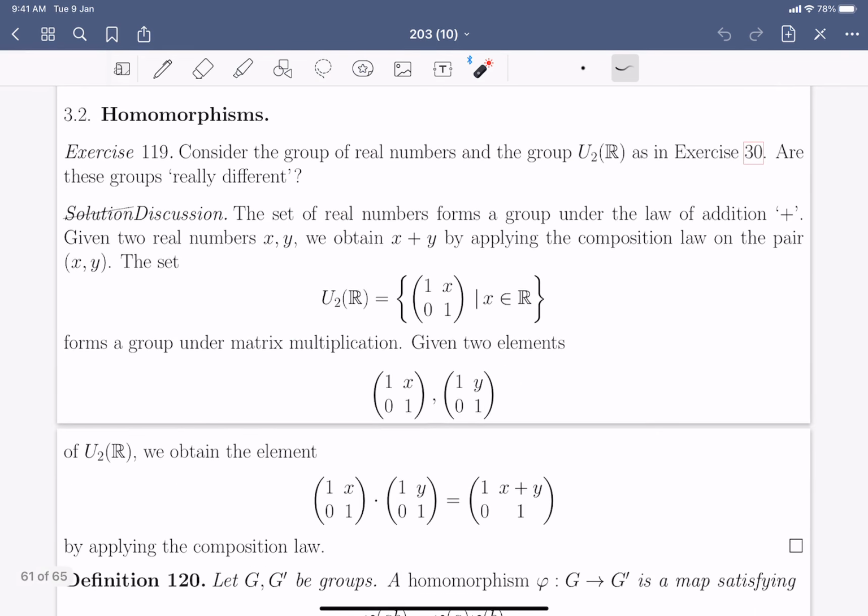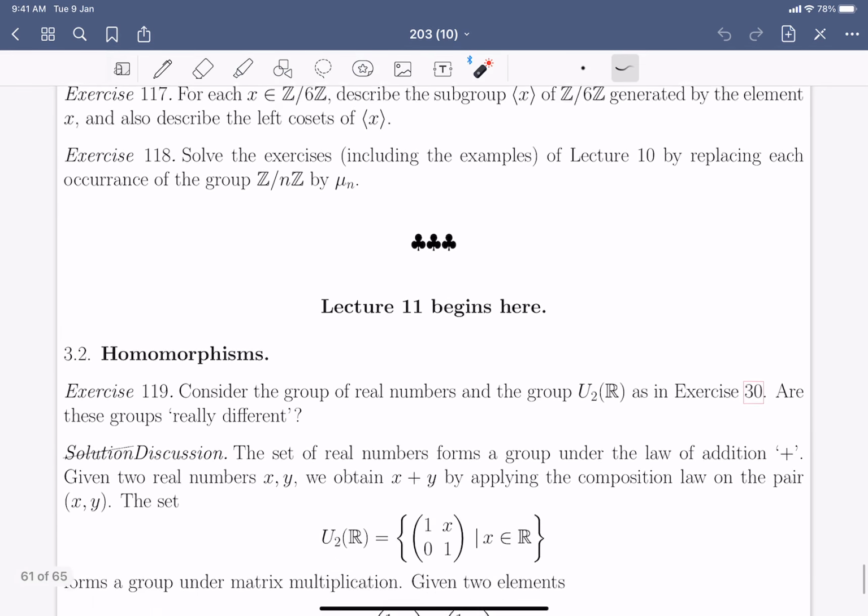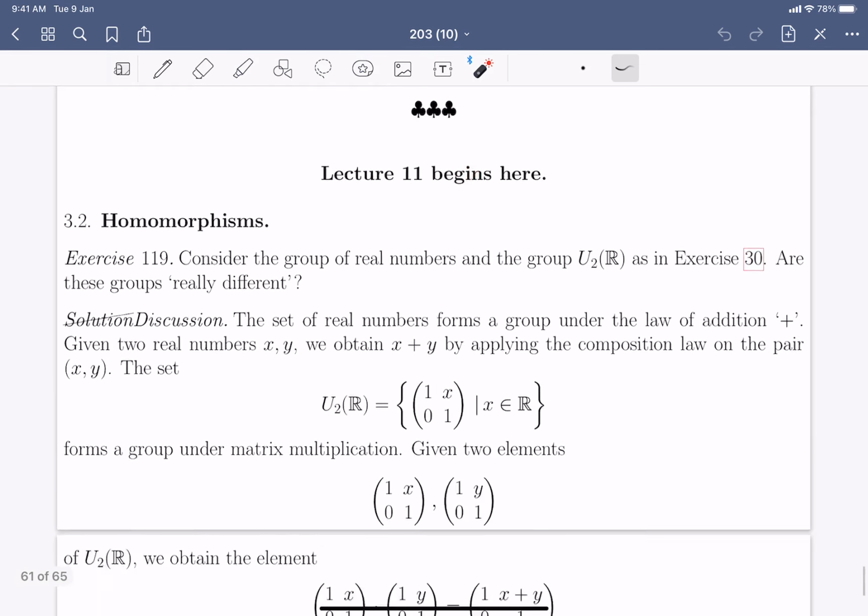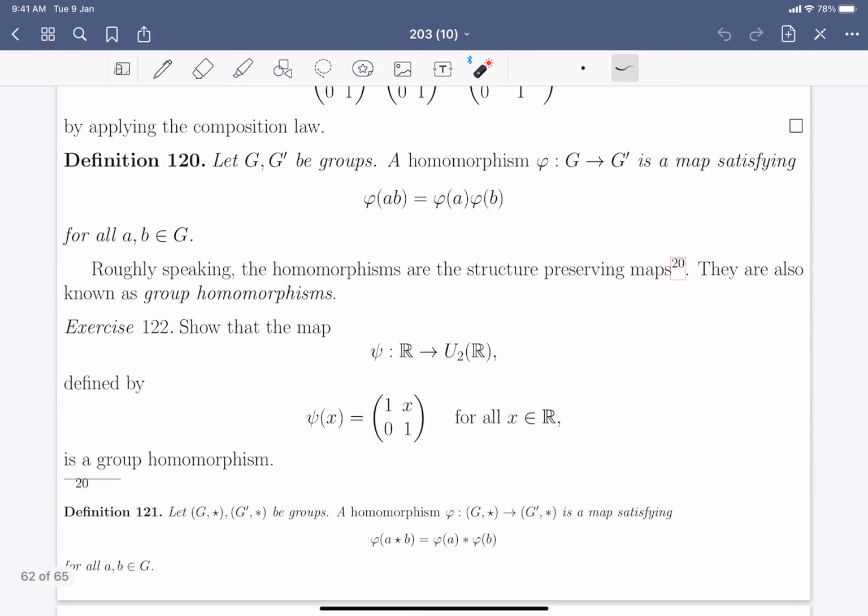So in some sense you see some sort of similarity between the composition laws of these two groups, more precisely, between the structure of these two groups. This can be made precise, and that is what we are trying to do in today's lecture. So let me introduce this notion of a homomorphism between groups.